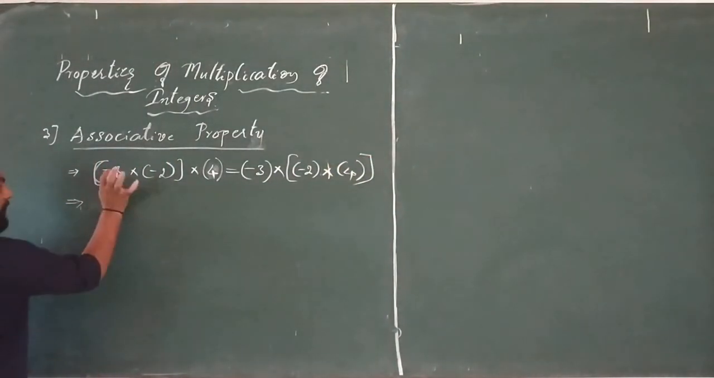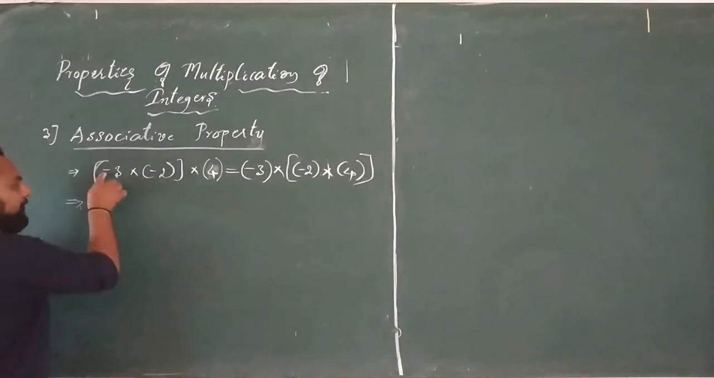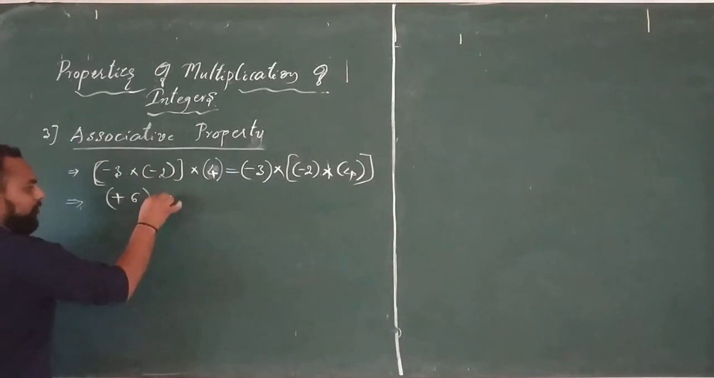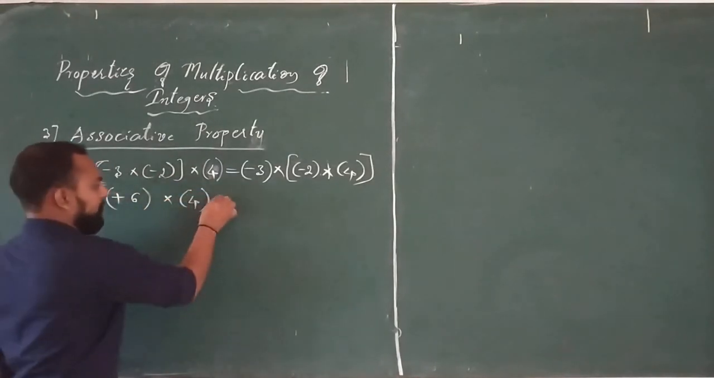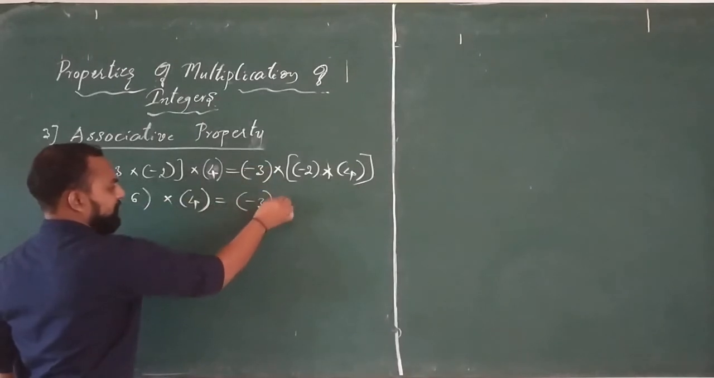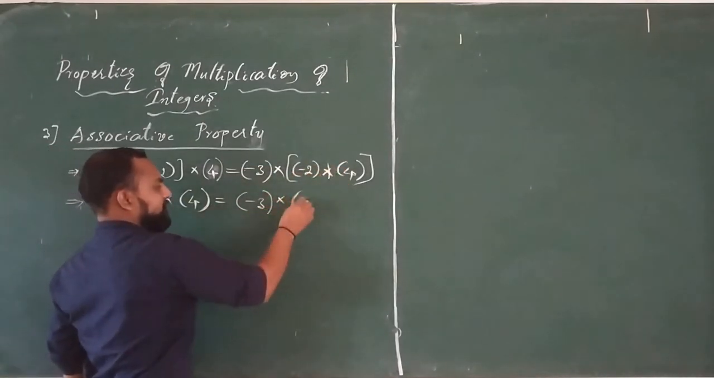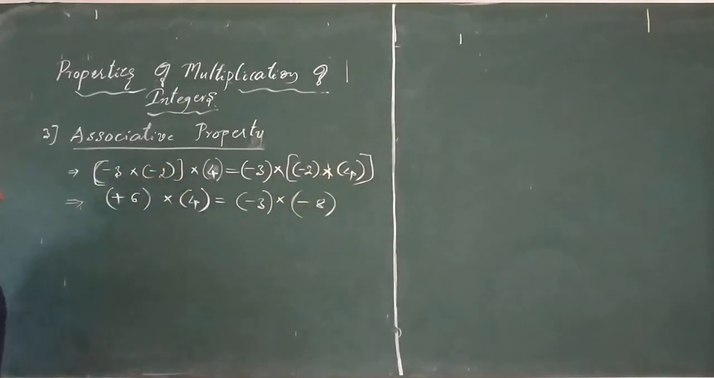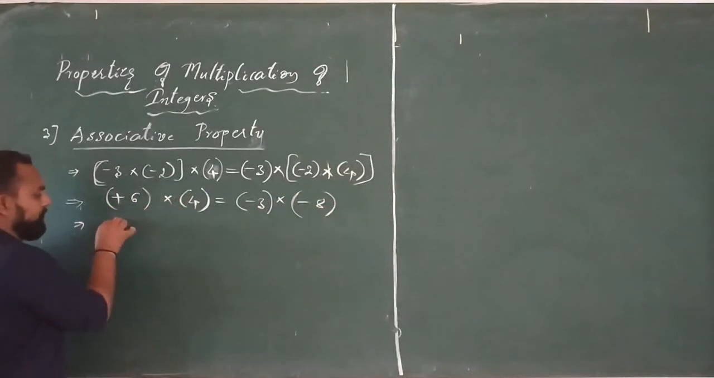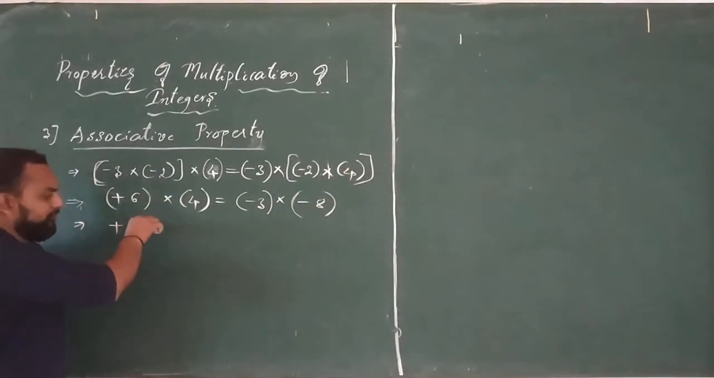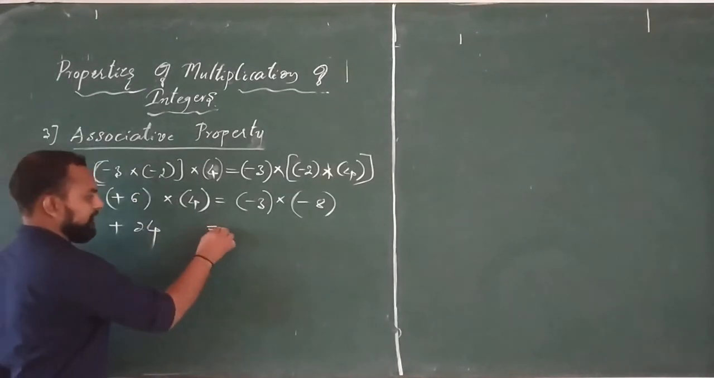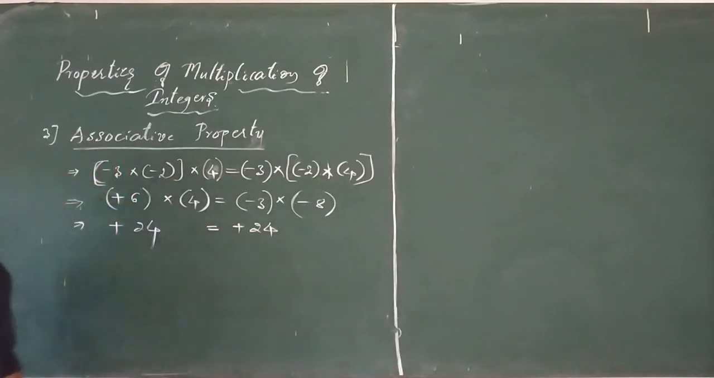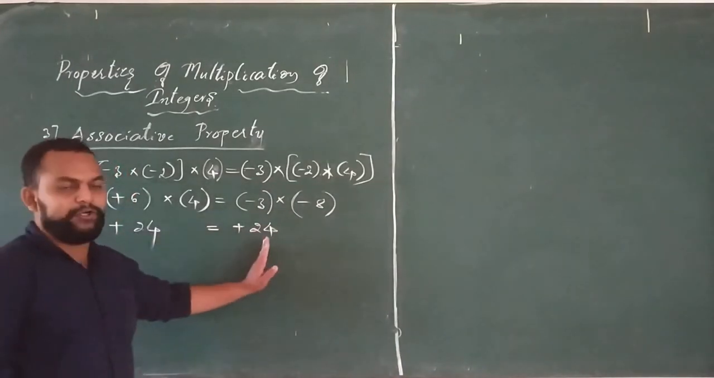Minus into minus is plus, 3 into 2 is 6, into 4. Then minus 3 into plus 8, since minus 2 into 4 is minus 8. Plus into plus, 6 4s are 24. And this one, minus into minus plus, 3 8s are 24. That means LHS equal to RHS.